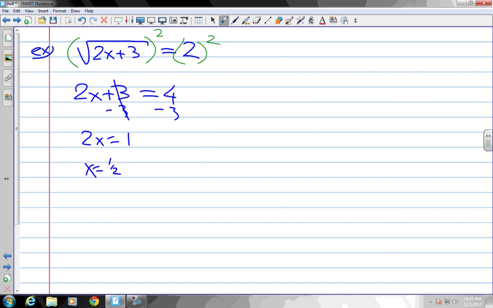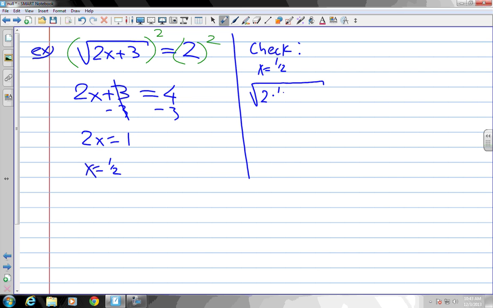Are we done? What's the last step? Check. You have to check, because there is a chance that this only solution that we got does not work in the original problem. Okay, so things like that happen when you start squaring both sides. So it's really crucial that we perform this check. So if x equals 1/2, I plug 1/2 back into the original problem. I have to make sure that that works.